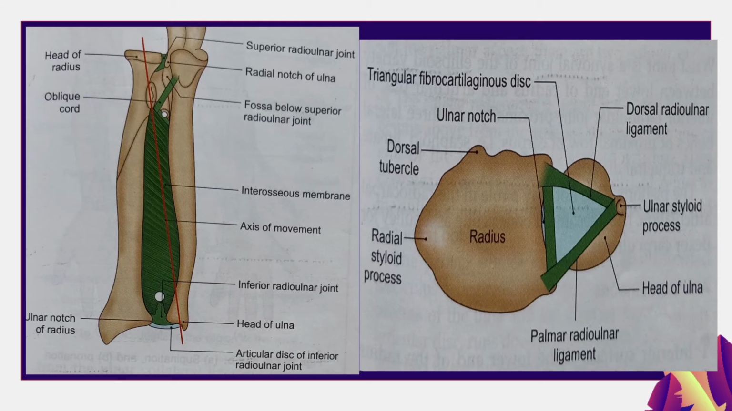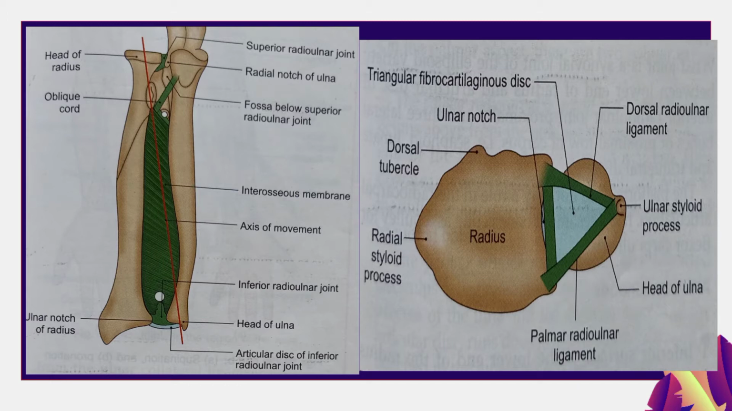See here in this diagram, this is the head of the radius. Now the fibrous ring formed by the radial notch of the ulnar. This is the radial notch of the ulnar, so that articulates, and the annular ligament also takes part. So this whole forms the superior radial ulnar joint.